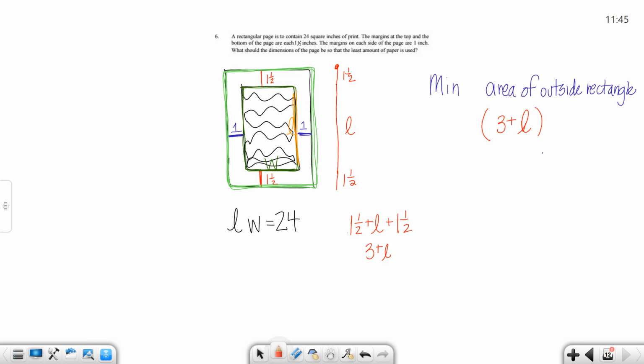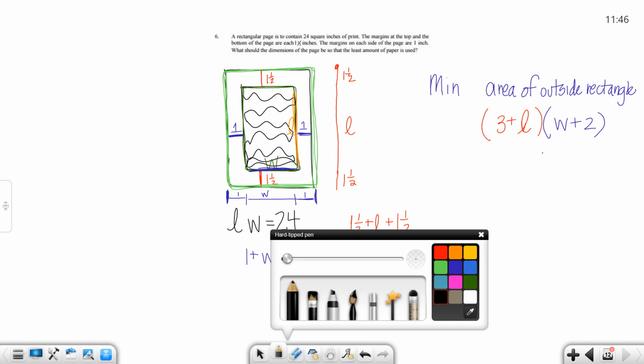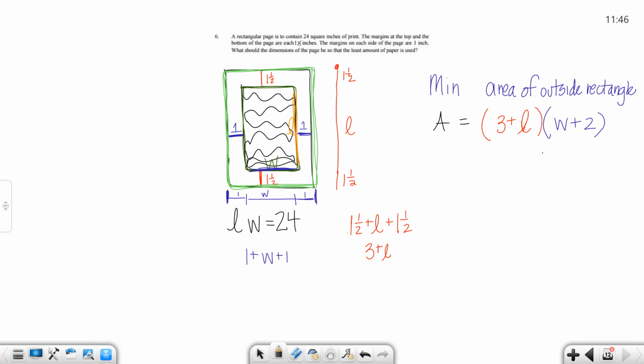Okay? Now, let's color the other side in blue. Let's go across here. If I start here and I go across 1, this distance here is W. So I go across W, and then I go across 1. So this side here would be 1 plus W plus 1. So this side would be W plus 2. So the area that I am trying to minimize is this crazy red and blue formula that you see here. We want to minimize the outside area.